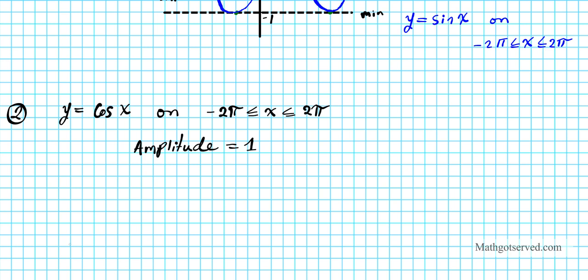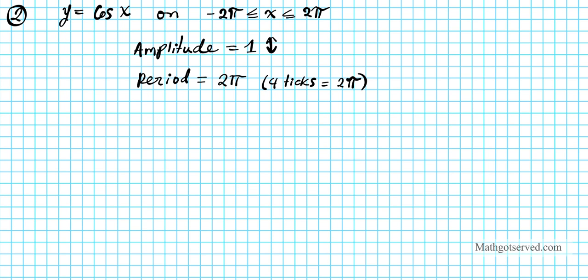And your period is 2 pi because you're dividing this by the 1 that's in front of this x, okay? So this is 1 going up and down, and this is 2 pi, which basically means 4 ticks is going to be equal to 2 pi. All right? So we're going to use these two pieces of information to guide our construction of the curve, okay? So let's go ahead and do it.